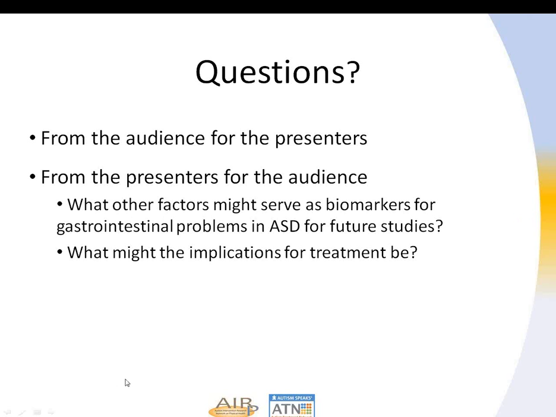Really is fascinating work. Wonderful work that both Dr. Beversdorf and Dr. Veenstra-VanderWeele presented today. And very pleased to see that coming out of the network and coming out of the ARP and Autism Speaks funding.